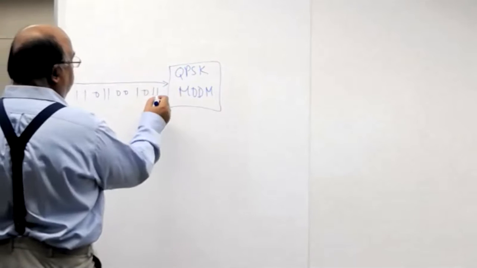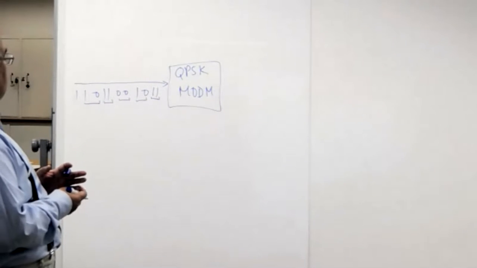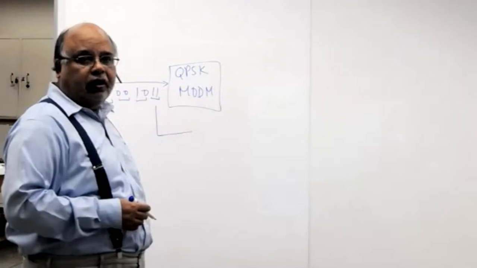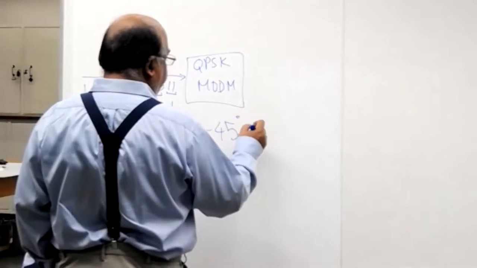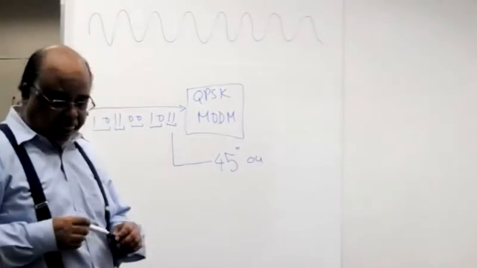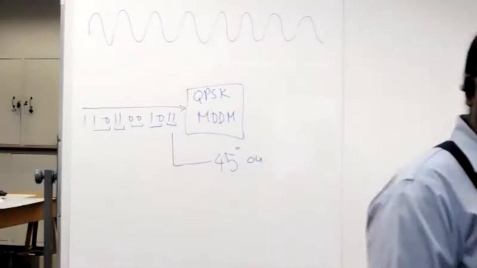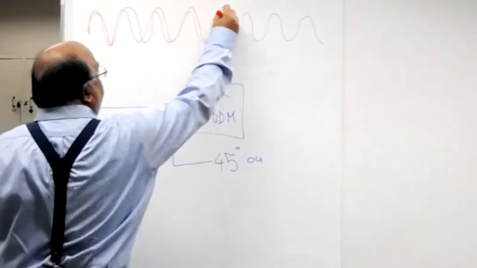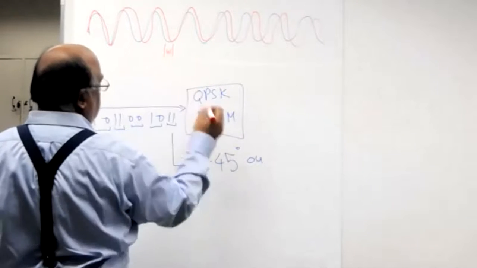So if this is a QPSK modem, it will take two bits at the same time. So if this is 1 1, that means it will send... what was it in the diagram? 45 degree, yes, 45 degree out of phase. So this was the fundamental frequency, and a 1 1 signal will be sent as 45 degree out of phase. So the receiver end will see that the signal is 45 degree out of phase, and it will say I am receiving 1 1.